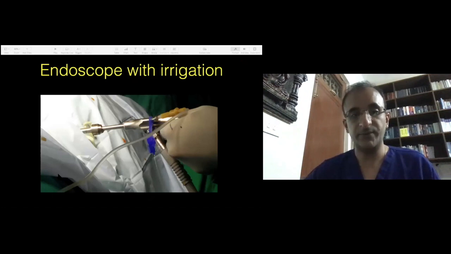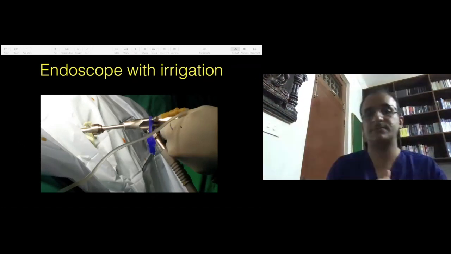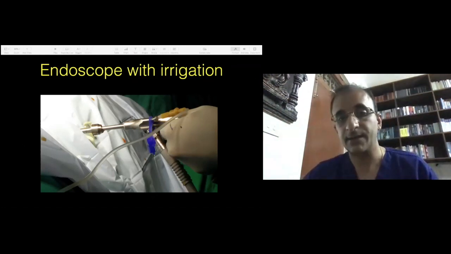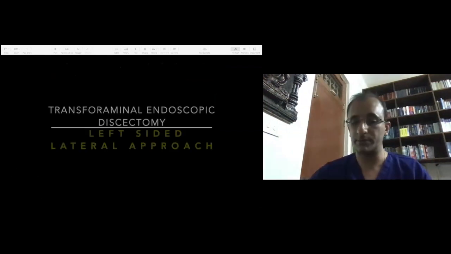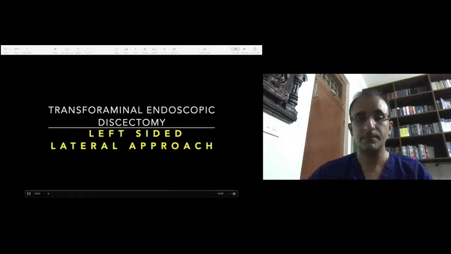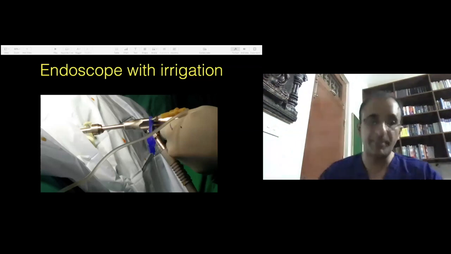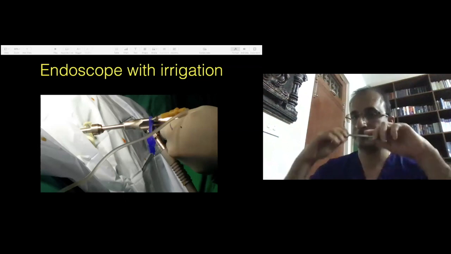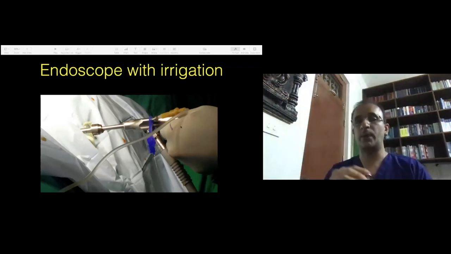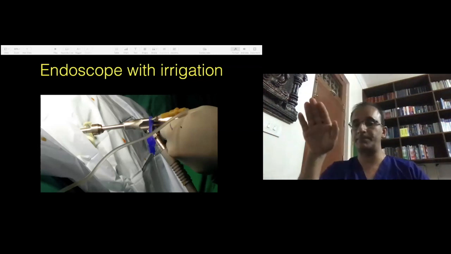Okay, so we move ahead now. After this point, I get my scope in. Now, it is very important for you to know the scope. Okay, you need to know the scope. Now, the scope in transforaminal discectomy is a 25-degree scope. So when you are looking, you're looking a little up, 25-degree up.